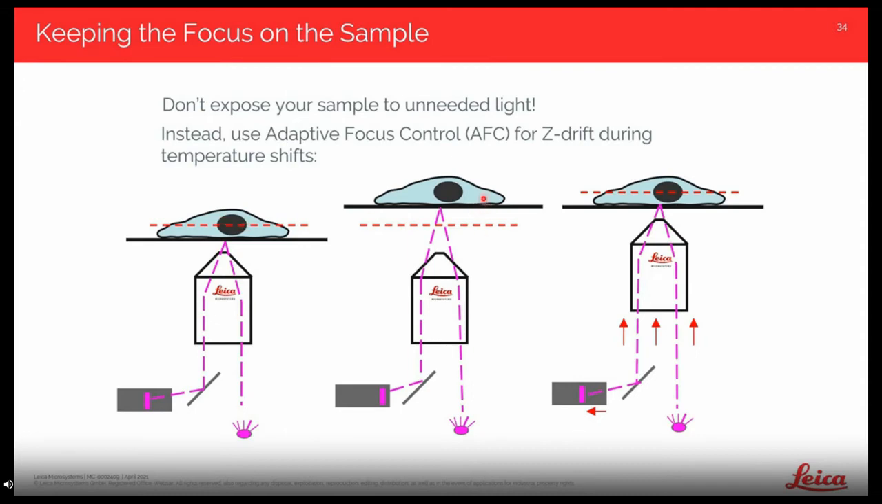It will lock your focus to the cell or your sample. And then as time progresses and you have fluctuations in the system, let's say your sample heats up a bit and it shifts the focus up higher. Without AFC, your focus would be now out of focus. But with AFC, the objective will follow that thermal fluctuation and keep the cell in your sample in focus.